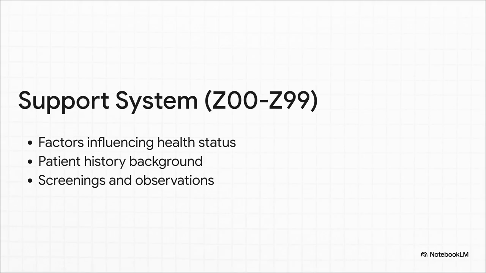Next up, we have the second pillar, which spans Z00 to Z99. I love calling this the support system. These codes capture factors influencing health status and contact with health services. Basically, this is where you find the background story of your patient. Are they a genetic carrier for a disease? Do they have a personal history of a malignant neoplasm? Or maybe they're just presenting for a routine screening. The Z codes provide the absolutely crucial context that surrounds those active illnesses.